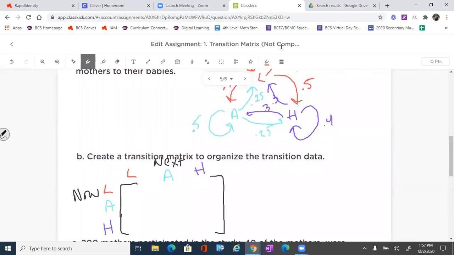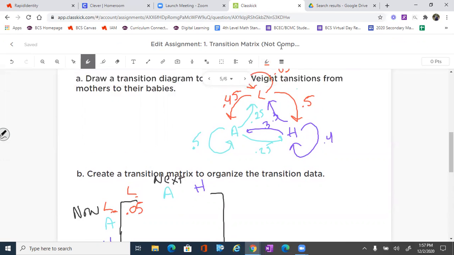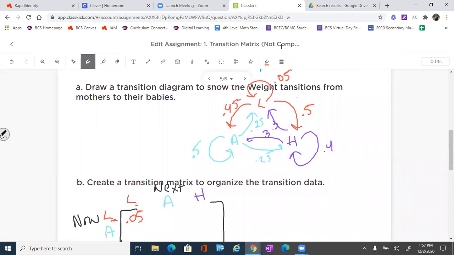And once we've got that information, we just transfer it all into our matrices. So low that goes to low next, it was 0.05. They stay. Low that goes to average was 0.45. And low that goes to high, which is 0.5. Okay.